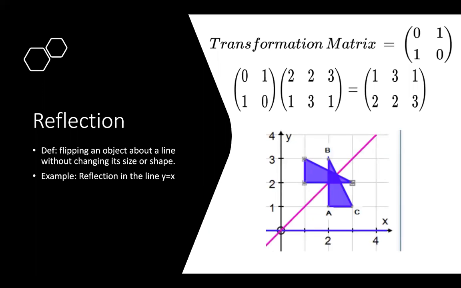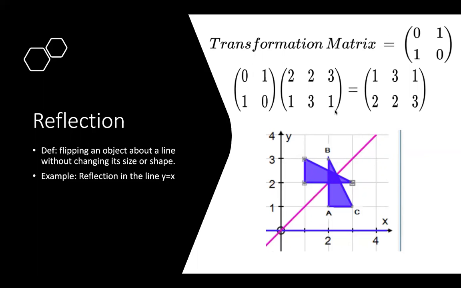The next form of transformation is called reflection. The definition of a reflection matrix transformation is flipping an object about a line without changing its shape or size. And right here, for an example, we want to find the reflection through the y equals x axis. The basic transformation of that is this matrix right here. And we use the transformation matrix to multiply by the original vector, this triangle vector.